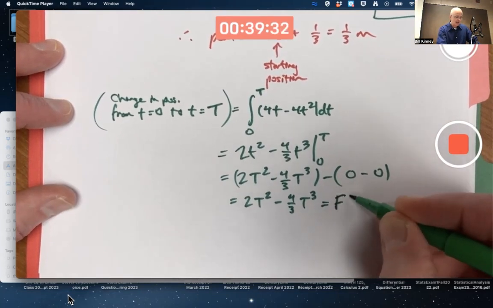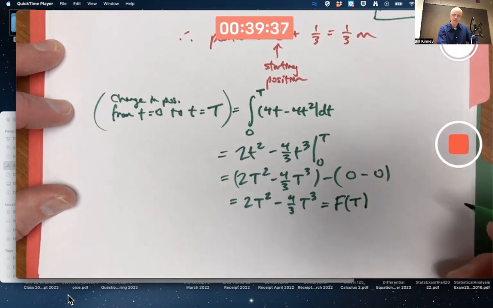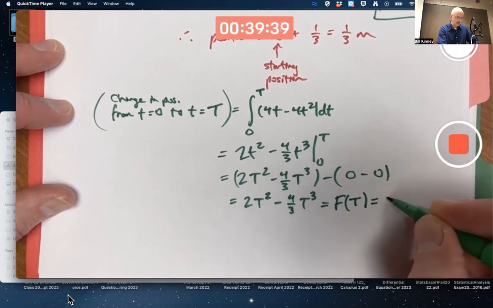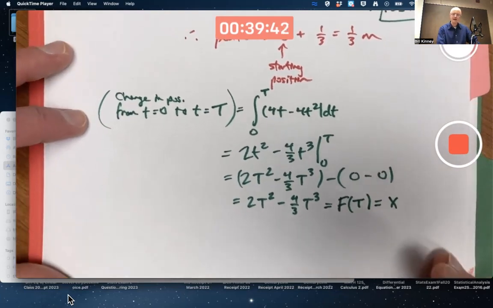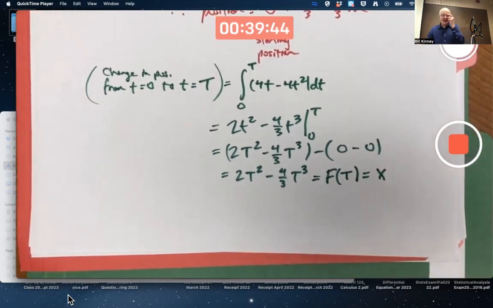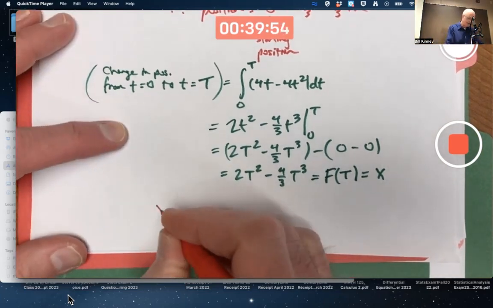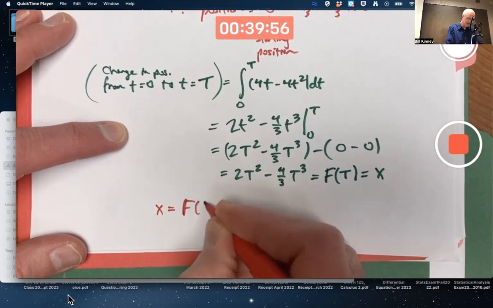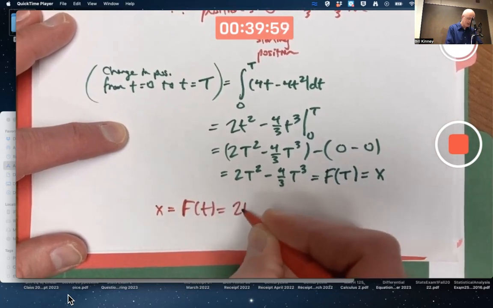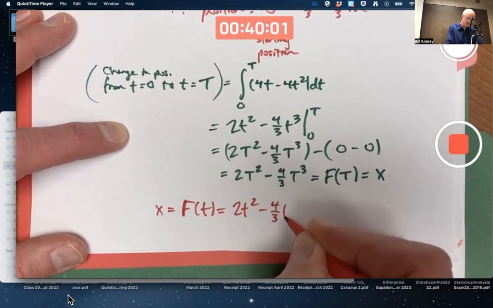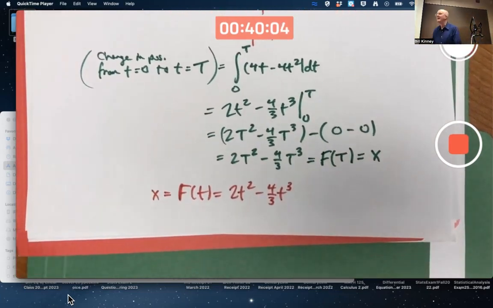Call it something else. How about capital F? Oh, that should ring alarm bells in your head. Capital F of T, and this is the position, this is x, at time capital T. But then I look at this and I say, well, why did I even bother with a capital T? I like little t better. Let me write little x equals capital F of little t equals 2 times little t squared minus 4/3 times little t cubed. I kept the F capital, but I changed the t to a lowercase.